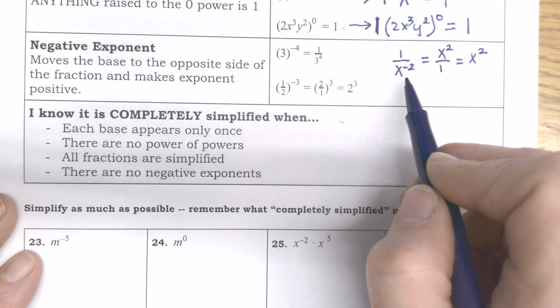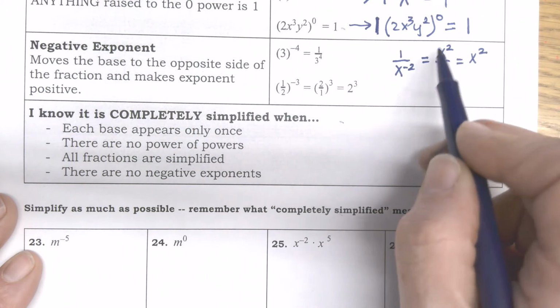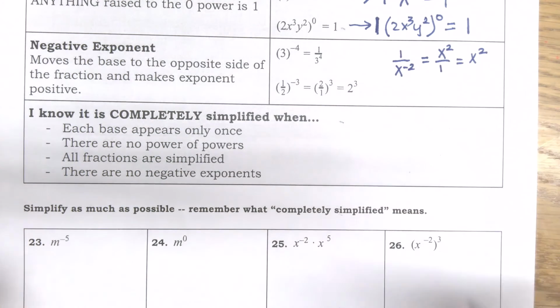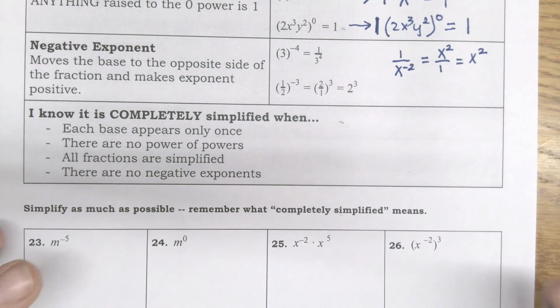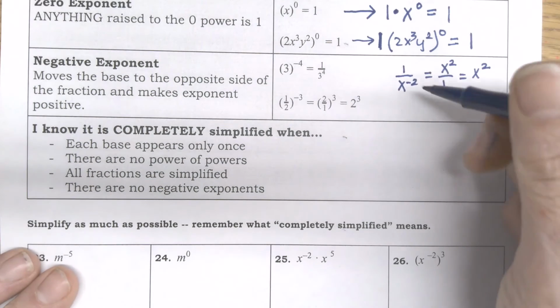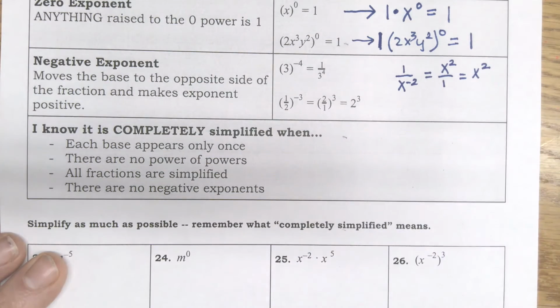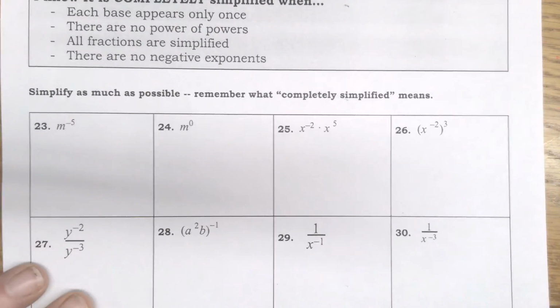So I can move the negative to the new position and make it positive. A negative power is what we call an inverse, so what it does is it flips its location. So we're just going to practice more simplifying.